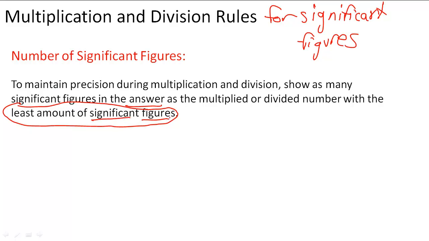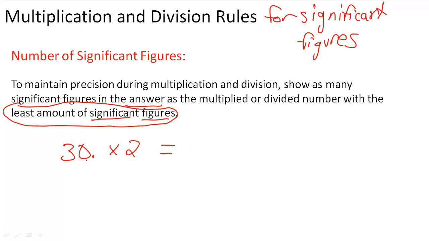So you have to see how many significant digits each number has, and then choose the one that has the least amount, and that's the amount your answer is going to have. So let's say we're going to have 30 times 2. And we're going to have to decide how many significant digits we're going to have at the end.